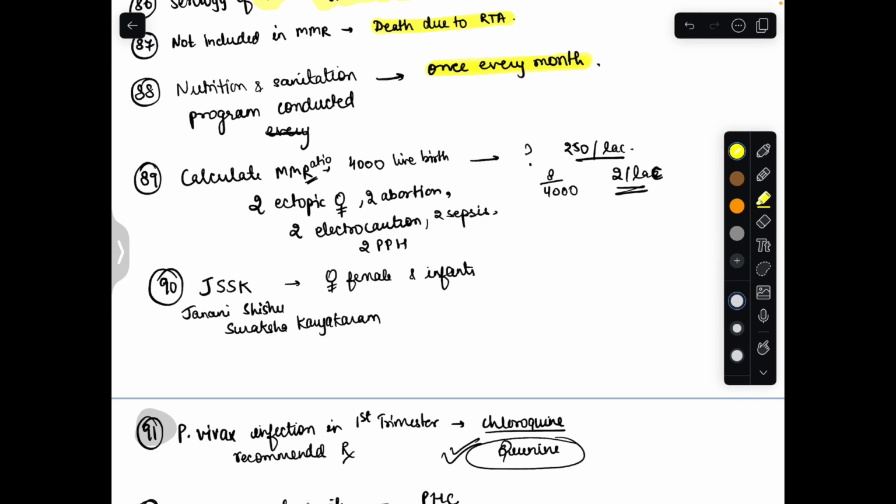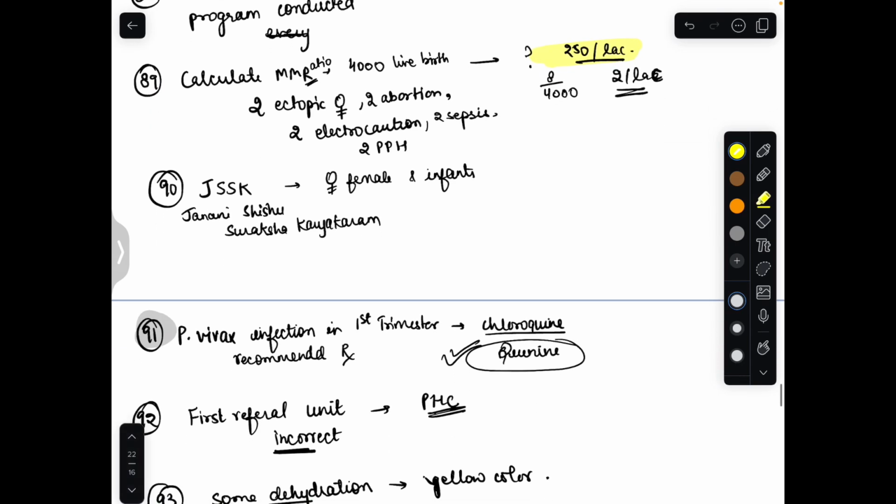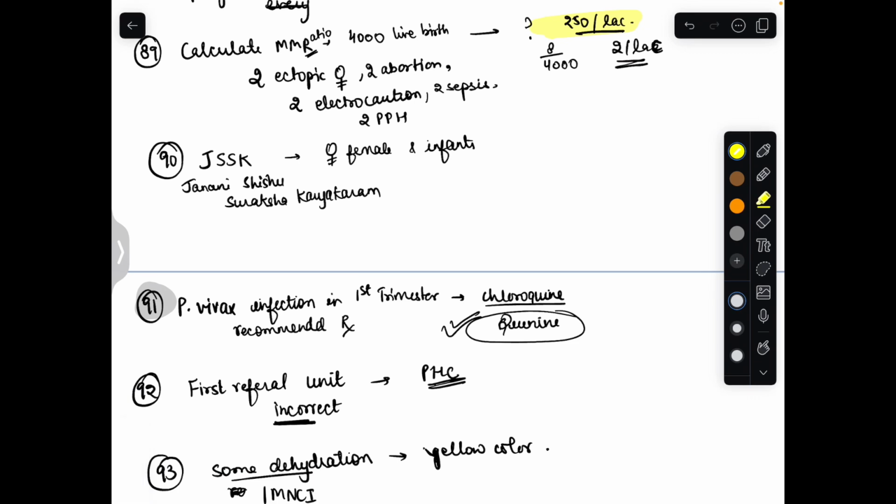Now for the 89th question, calculate the MMR. The question gave 4,000 live births, with two ectopic, two abortion, two lactation, two sepsis cases. This type of question was there. For this, the correct answer is 250 per lakh. I think this one is the correct answer.